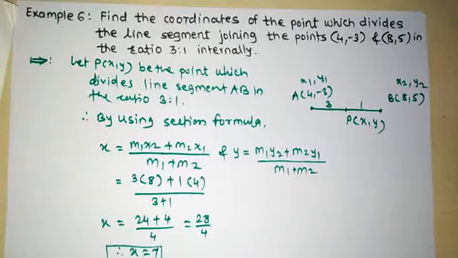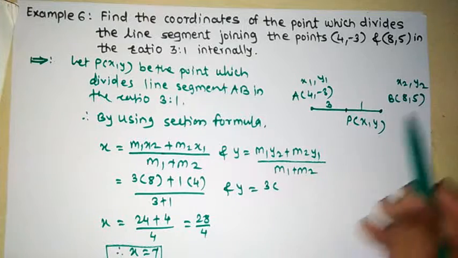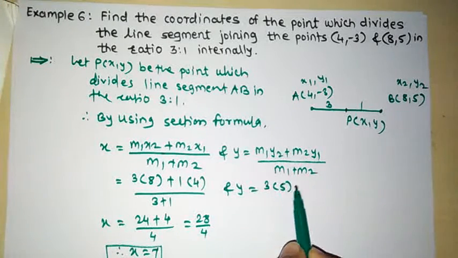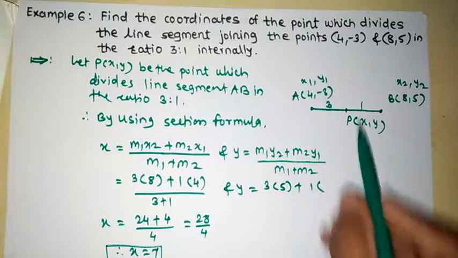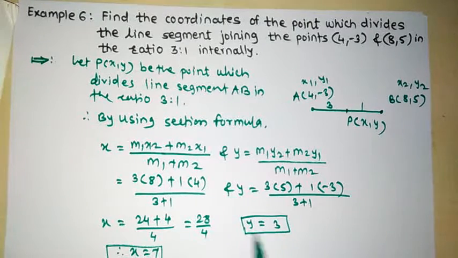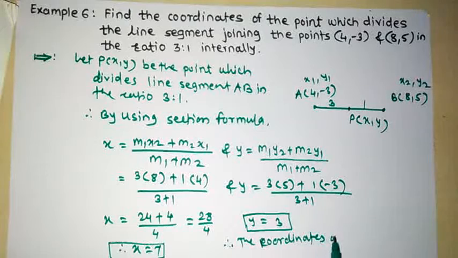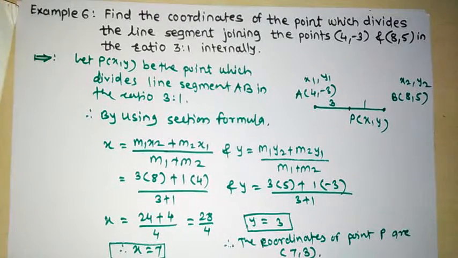Also we have to find y. Put all the values. M1 is 3, y2 is 5, plus m2 is 1, y1 is minus 3, divided by m1 plus m2, 3 plus 1. Now 3 into 5 is 15, 15 minus 3 is equal to 12, and 12 divided by 4 is equal to 3. We got y is equal to 3. Therefore, the coordinates of point P are 7 comma 3. Now copy down this.